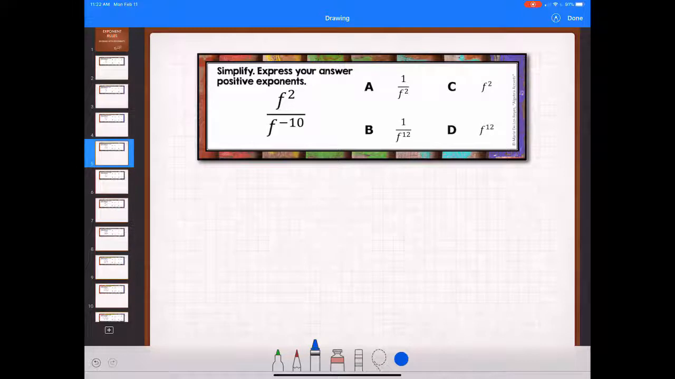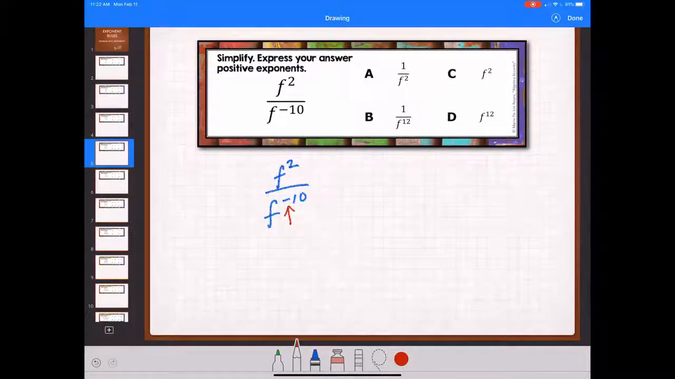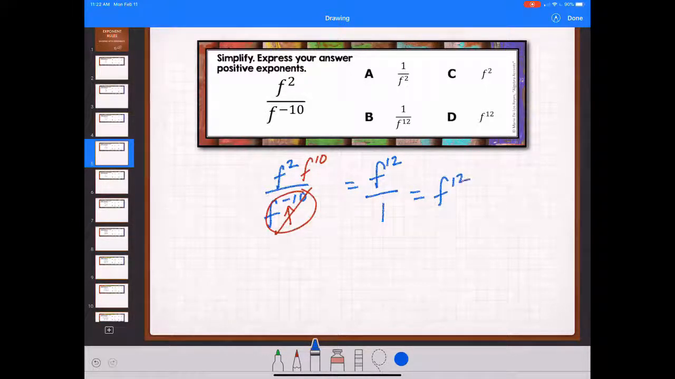All right, so we have f squared over f to the negative 10. Again, we have a negative exponent, so the first thing you want to do is take it and switch the sides to turn it into a positive exponent, and then you're going to simplify further, so that's f, expand and add, that's 12 over 1. You really don't need the over 1, so just f to the 12th power.